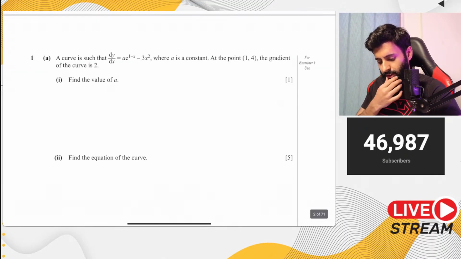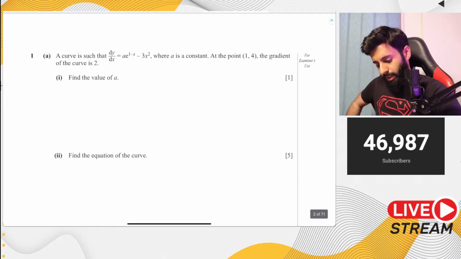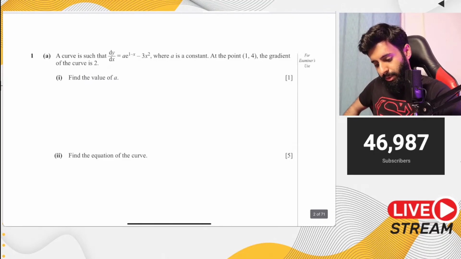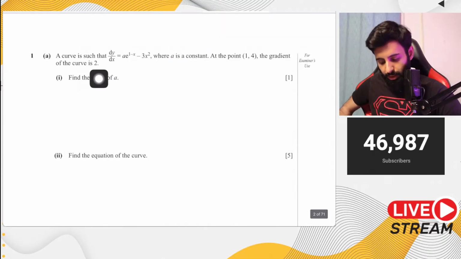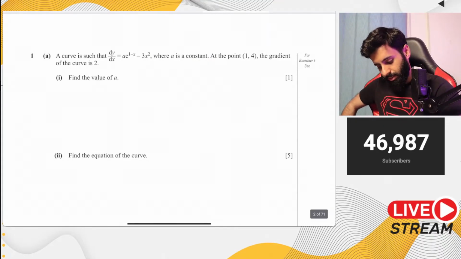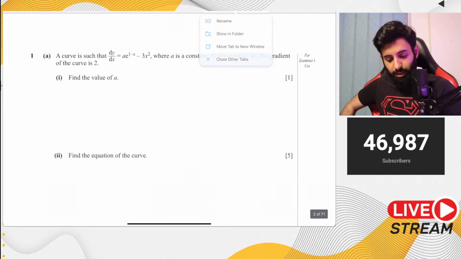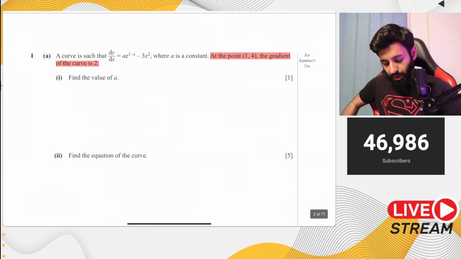Okay. So it says a curve is such that dy by dx is so and so, where a is a constant. At the point 1, 4, the gradient of the curve is 2. Find the value of a. Okay. So we are given the gradient, and we're also given the point where the gradient is 2. Through this information we need to find out the value of a.